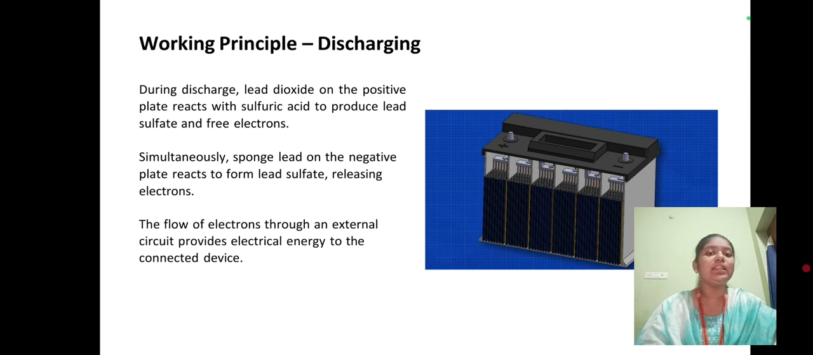During the discharge, lead dioxide on the positive plates reacts with sulfuric acid to produce lead sulfate and free electrons. Simultaneously, spongy lead on the negative plate reacts to form lead sulfate, releasing electrons. The flow of electrons through an external circuit provides the electrical energy to the connected device.